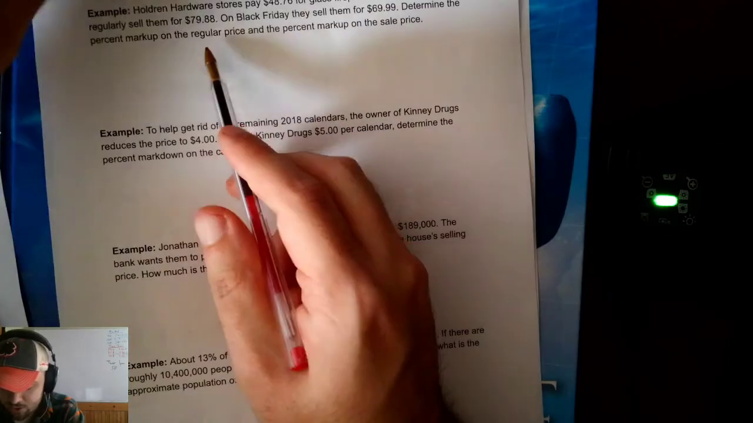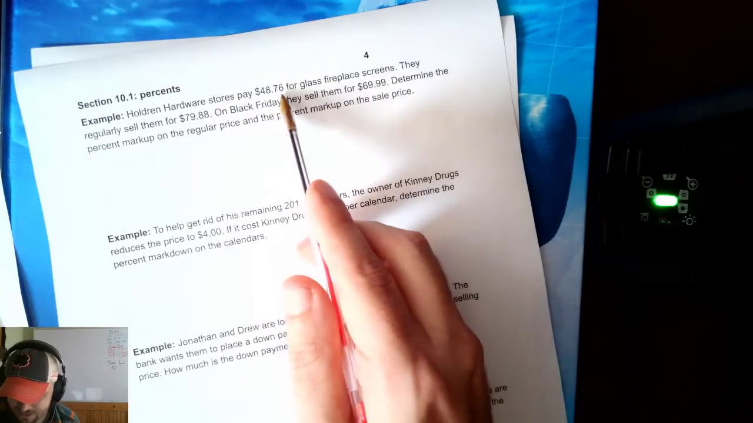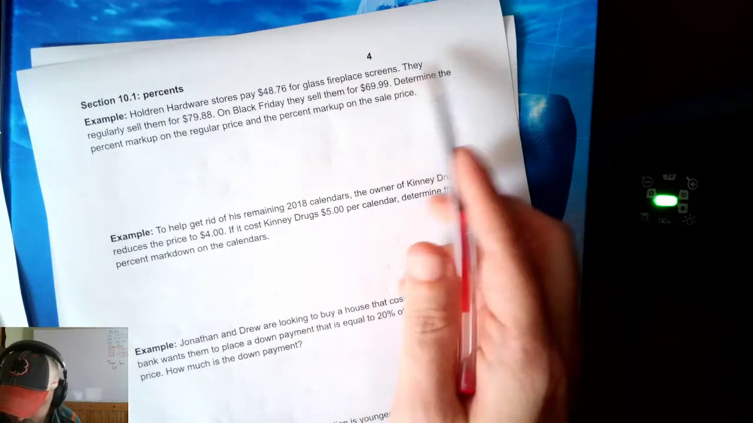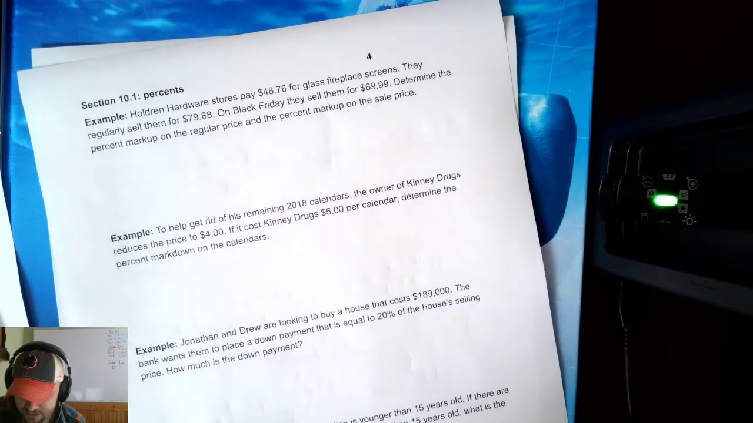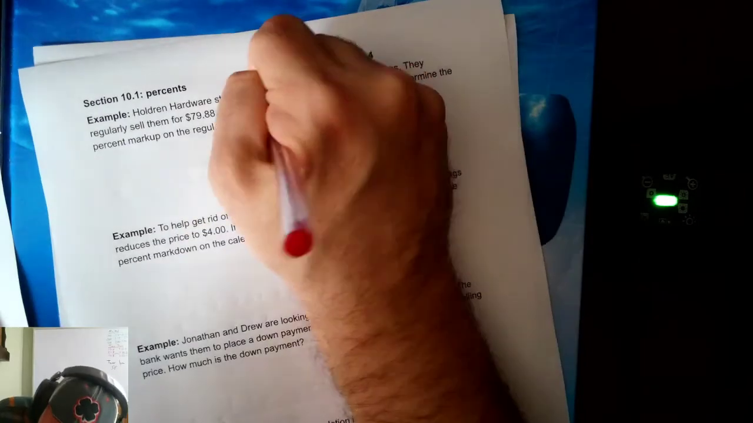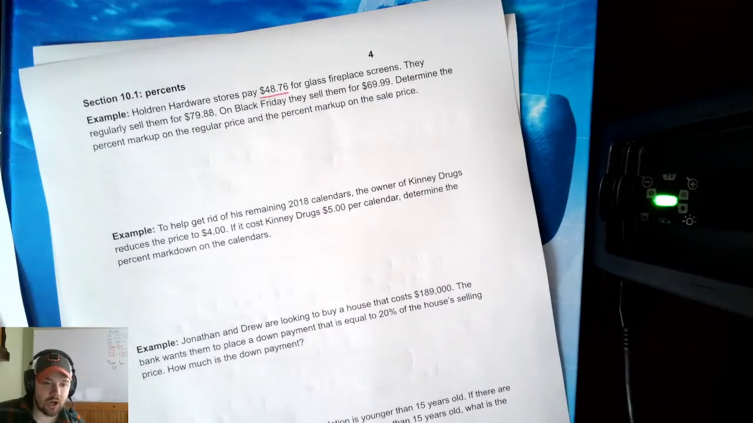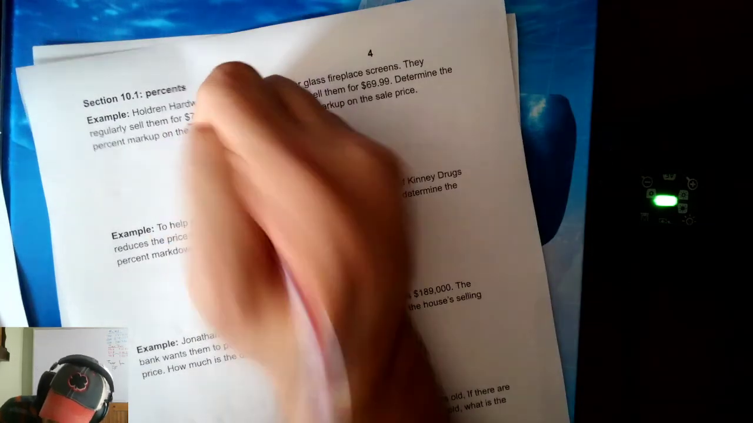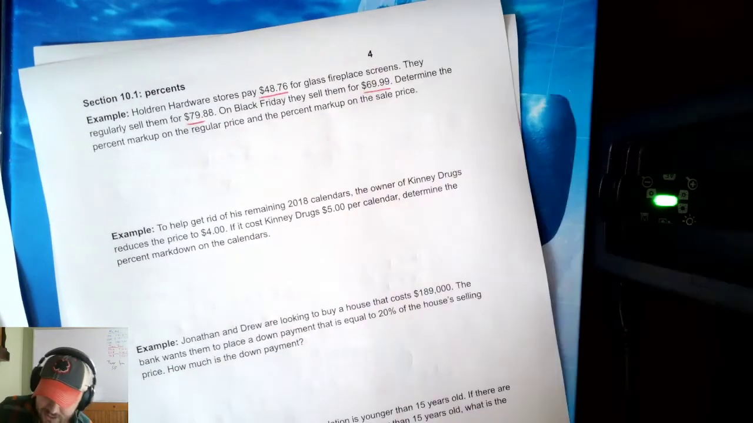Holdren hardware stores pay $48.76 for glass fireplace screens. They regularly sell them for $79.88. On Black Friday, they sell them for $69.99. Determine the percent markup on the regular price and the percent markup on the sale price. So this right here is the dealer's cost. That's how much it costs the store to buy it. Here's a selling price, and here's another selling price.